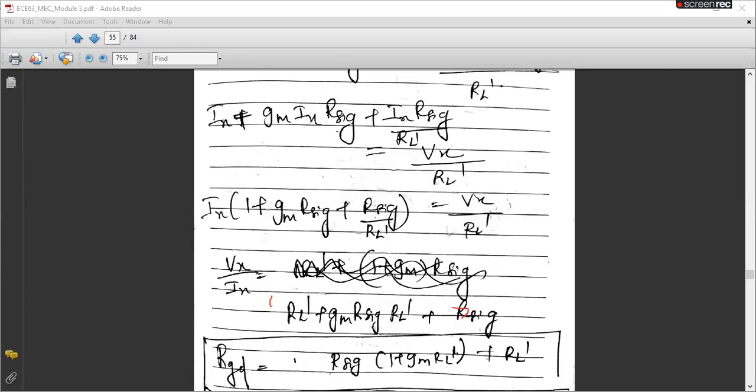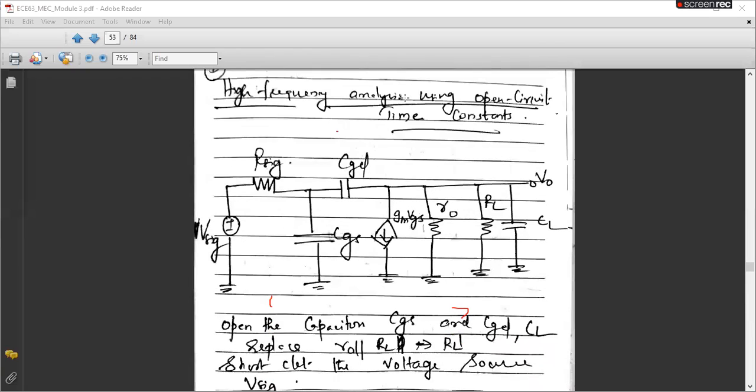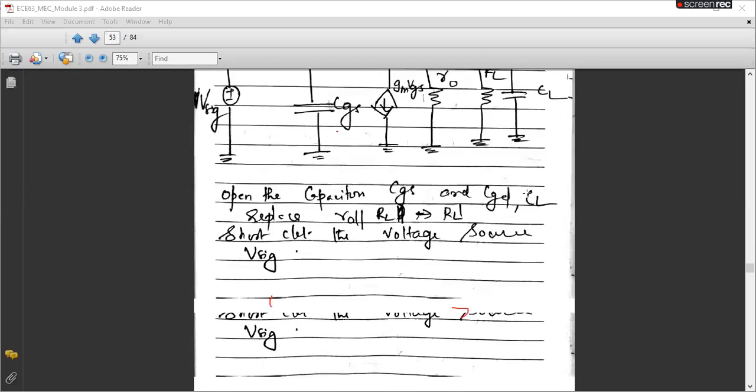As of now, I have found two resistances. One is RGS and the second one is RGD. Case 1 and case 2 are finished. Now, tell me what is case 3? There are three capacitances, right? So I need to take the capacitances one by one. Already I took the CGD and CGS cases and I found RGD and RGS. Now, which is the third case? CL, sir. CL. We have.